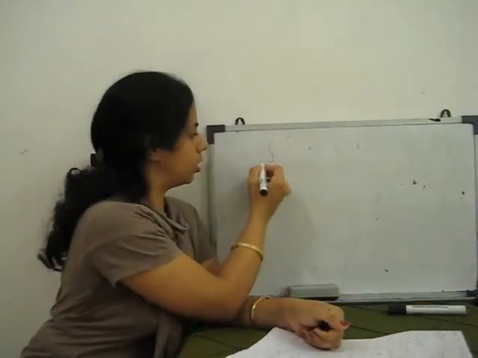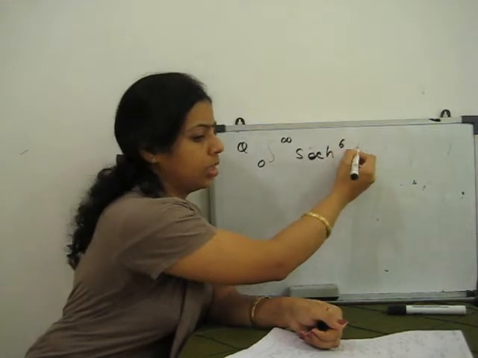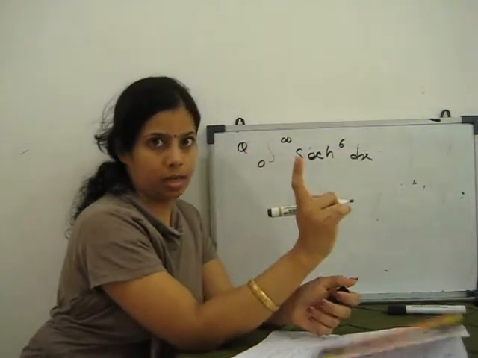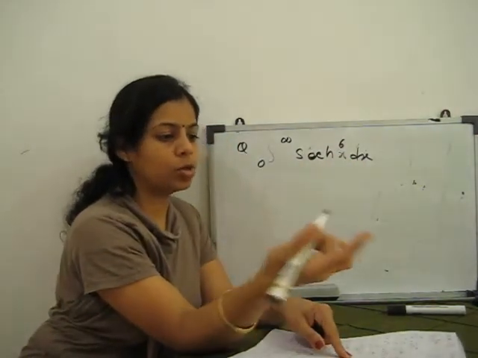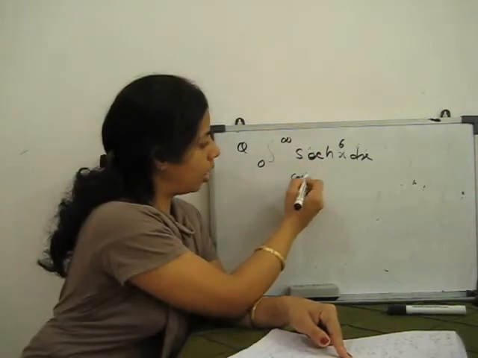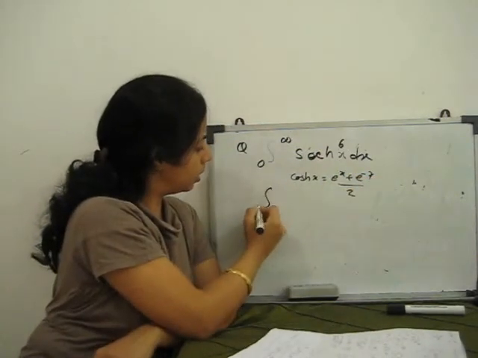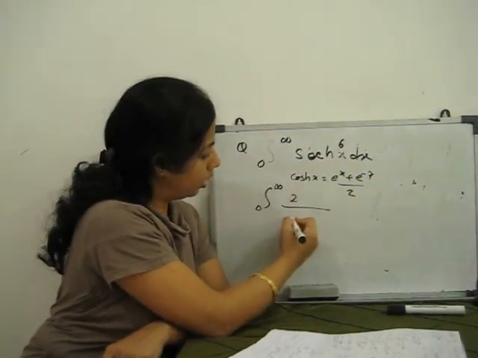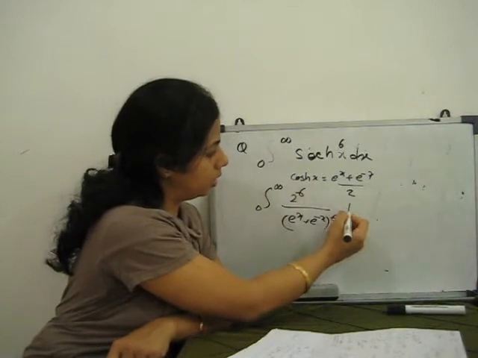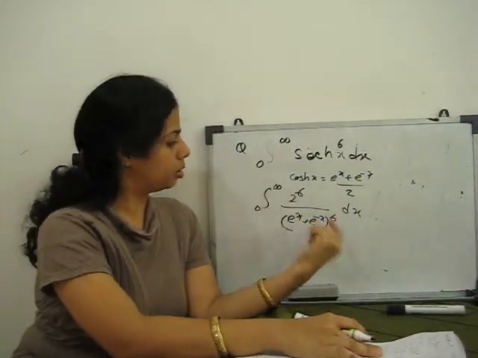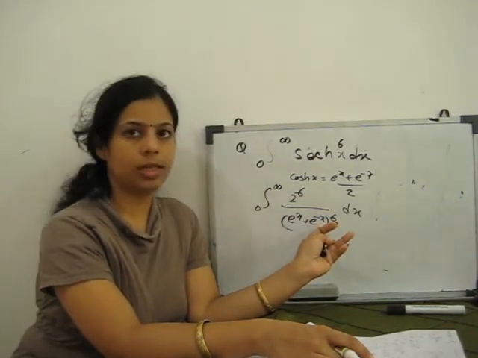hyperbolic function or exponential. The integral from 0 to infinity of sech to the power 6 of x dx. So we know cosh x is equal to e to the power x plus e to the power minus x by 2. So we replace this: integral from 0 to infinity of 2 upon e to the power x plus e to the power minus x, whole to the power 6, dx. Clear? So our integral becomes this in exponential form.